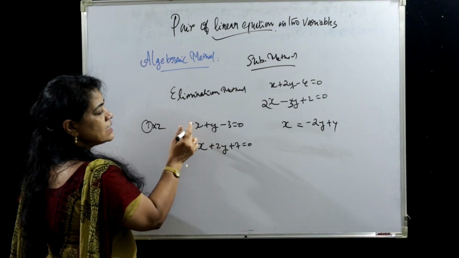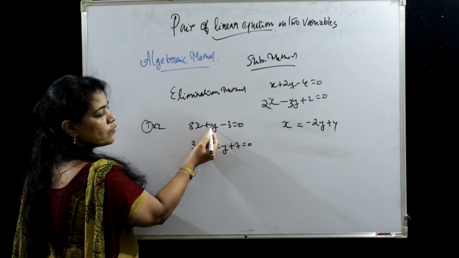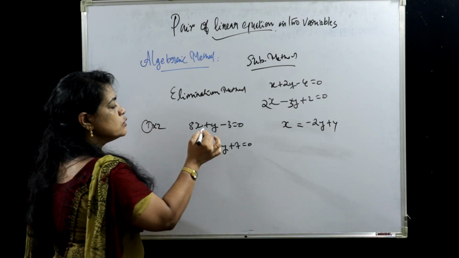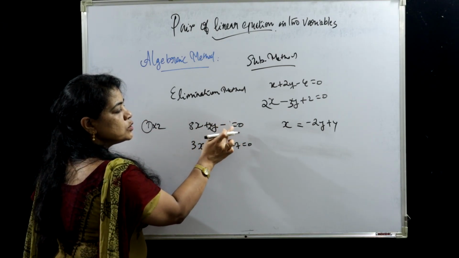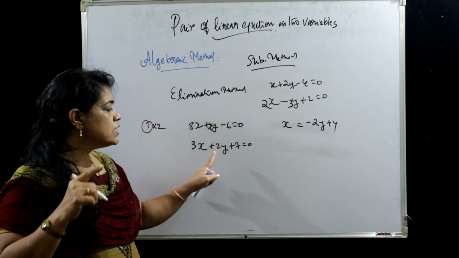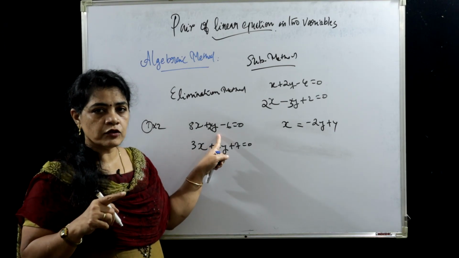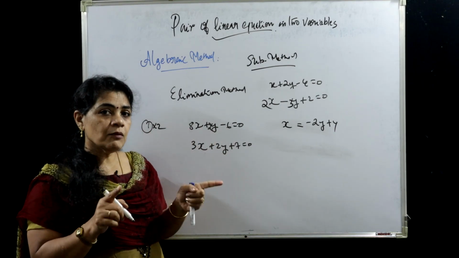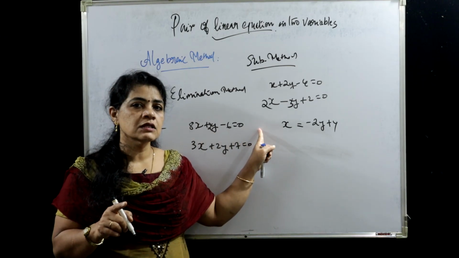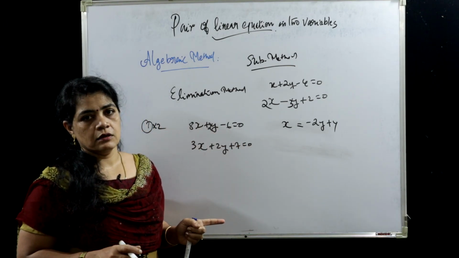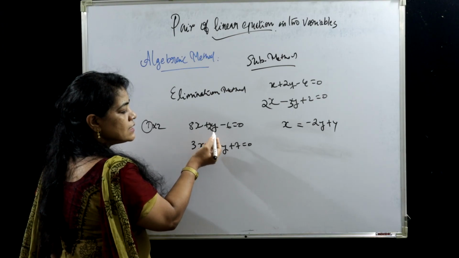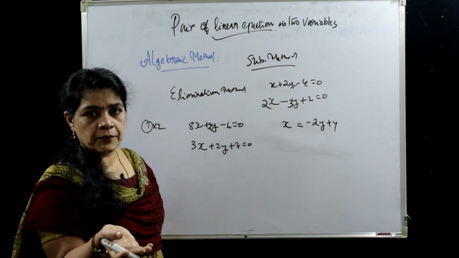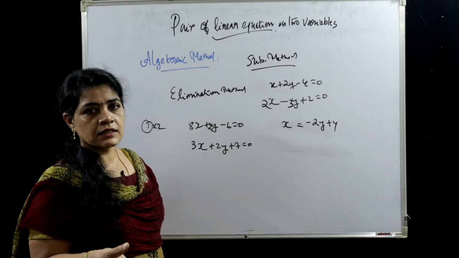That means 4 twos are 8, and here the coefficient of y is 1, so 1 into 2 is 2, and here 3 into 2 is 6. That means by whichever number you multiply to make the coefficient of y the same, with that same number you have to multiply all the terms in the first equation. Hence you can see that now the coefficients of the y terms are the same.